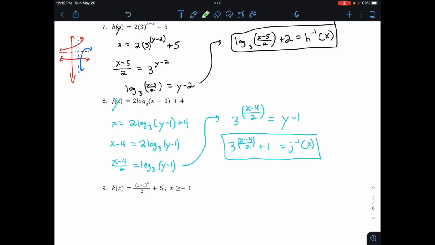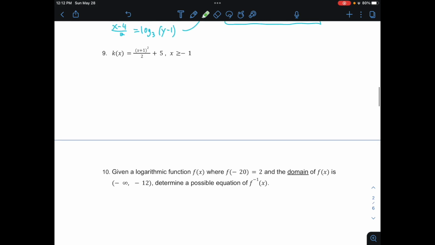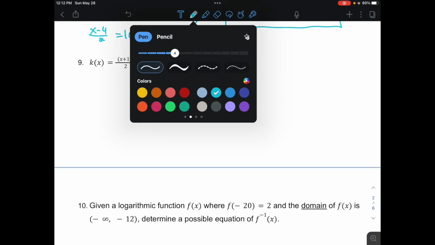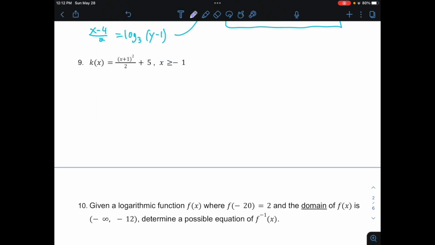Everything checks out. Confident that this is right. Last problem here, k of x is equal to (x plus 1) squared divided by 2, plus 5. Use another cool color, sort of a lavender purple. This time x is greater than or equal to -1, so that's my domain restriction. So I have an even power function. It's just, this time it's a quadratic, a parabola.